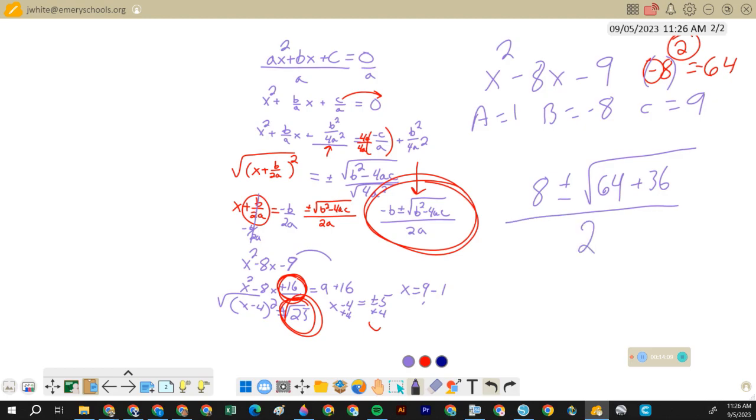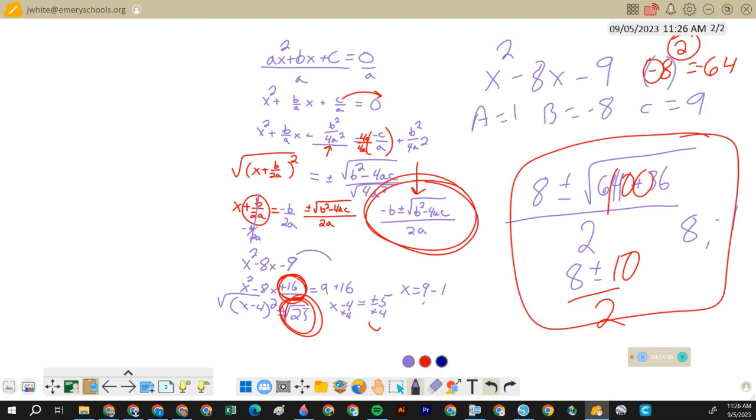So 8 plus or minus the square root of 100. Square root of 100 is 10 over 2. 8 plus 10 is 18 divided by 2 is 9. 8 minus 10 is negative 2 divided by 2 is negative 1. Okay? So this process right here just completed the square. That's all that's really going on.